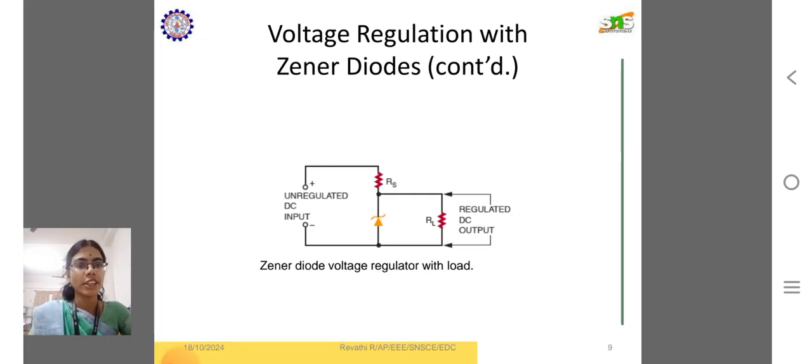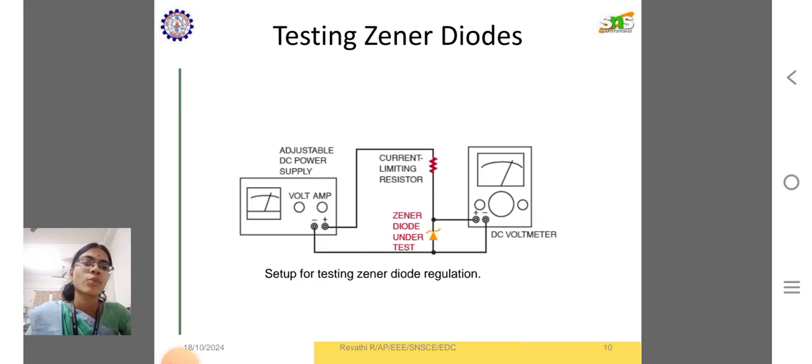Voltage regulation with a Zener diode, where the input is given as an unregulated DC and the output is obtained as a regulated DC supply. There are two resistors connected with the Zener diode: the first is connected in series, defined as the supply resistor, and on the output side there is the load resistance. The setup for testing a Zener diode regulator has an adjustable DC power supply, and the current limiting resistor is connected in series with the Zener diode under test, with a DC voltmeter.